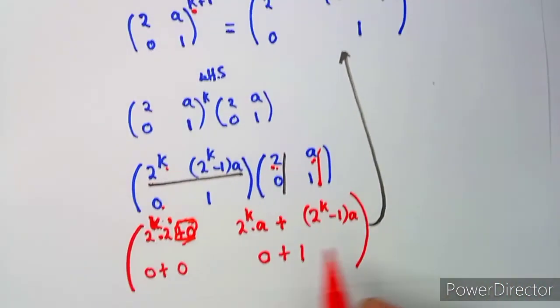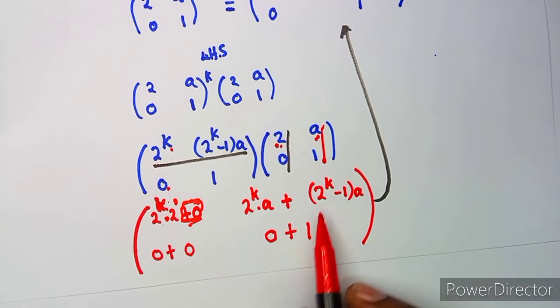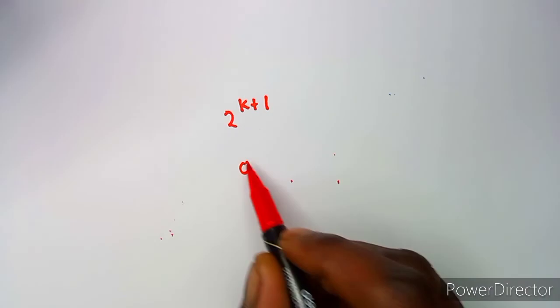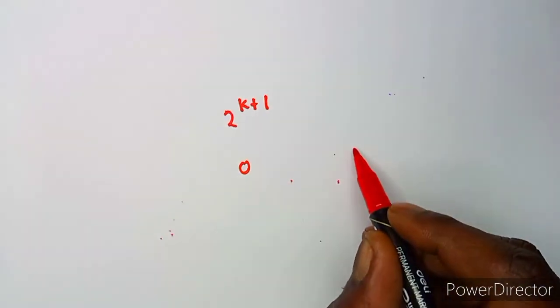All right, what about this part? Okay, let's leave this part for now. Let's just work out this. 0 plus 0 here, that's a 0. Okay, 0 plus 1 here, that's a 1.